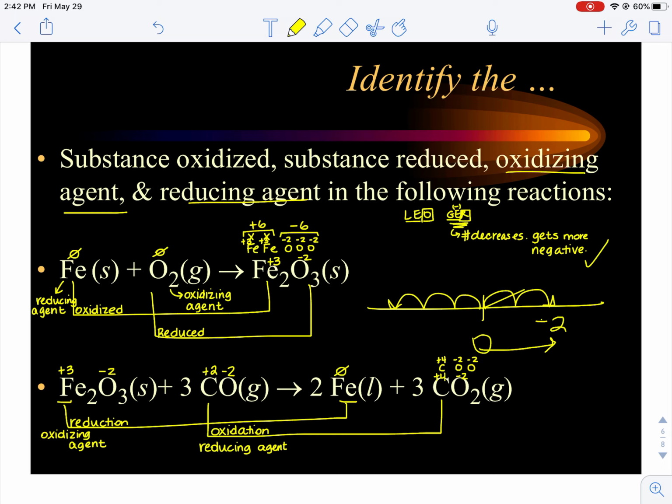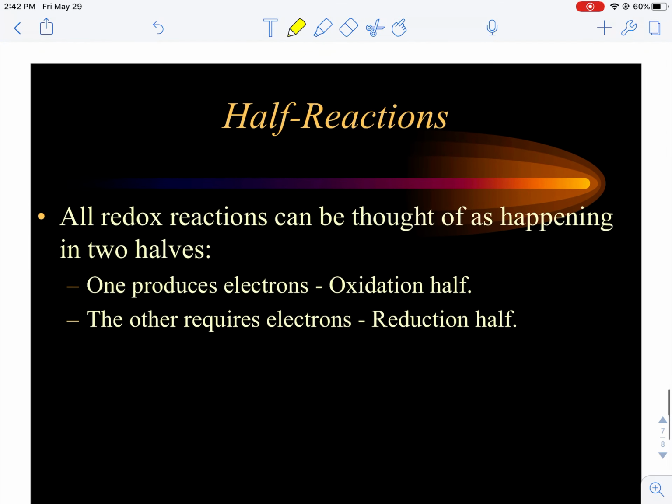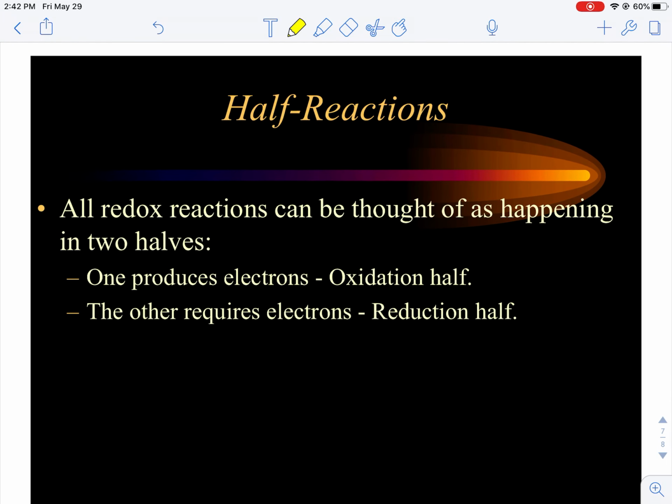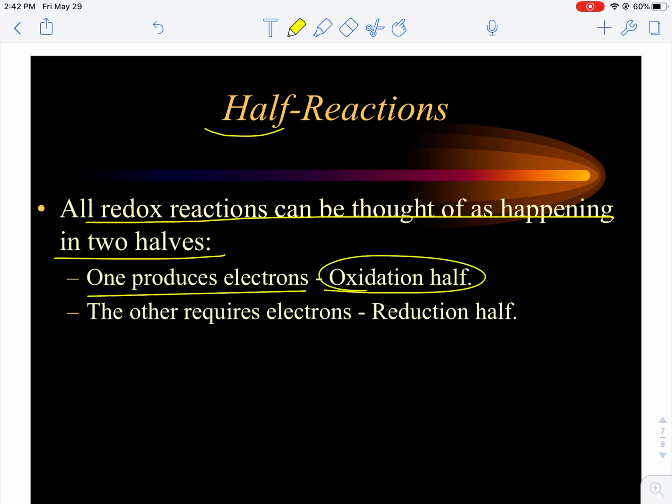But if I actually wanted to see, well, what does the reduction reaction look like? What does the oxidation reaction look like? I am going to have to write what are referred to as half reactions. Half reactions means if you put both of them together, you'll get a whole, right? So all redox reactions can be thought of as happening in two halves. One produces electrons, that will be the oxidation half, and the other requires electrons, that'll be the reduction half. And again, you can't have one without the other.